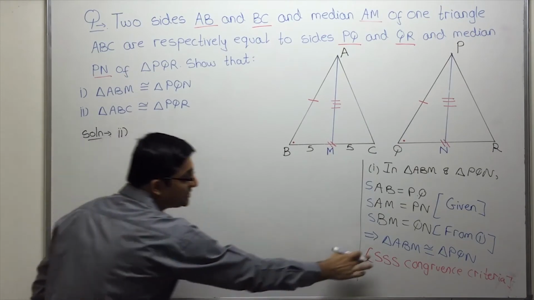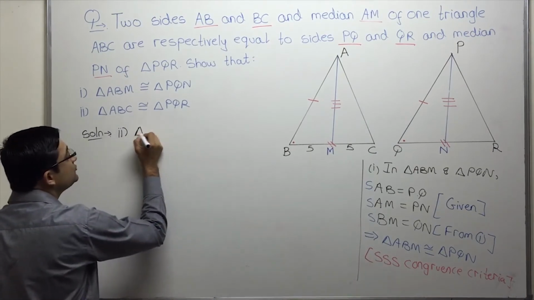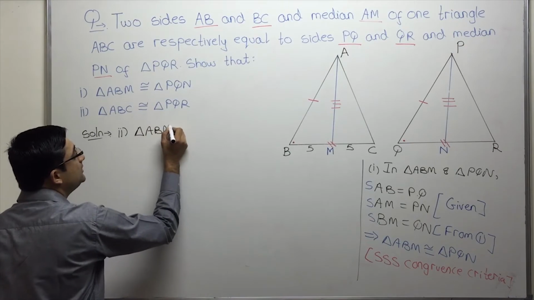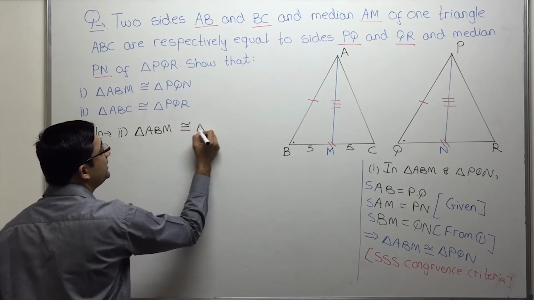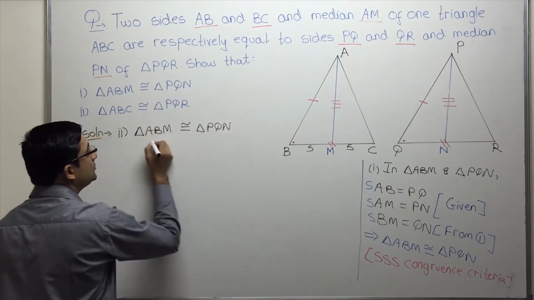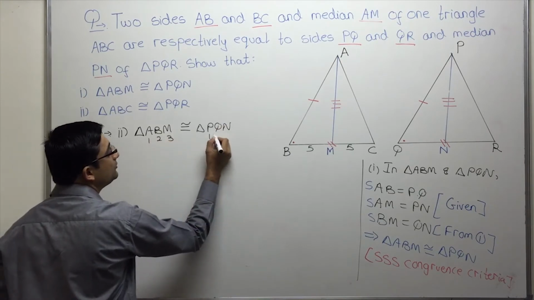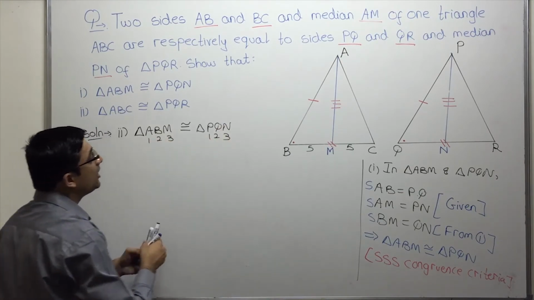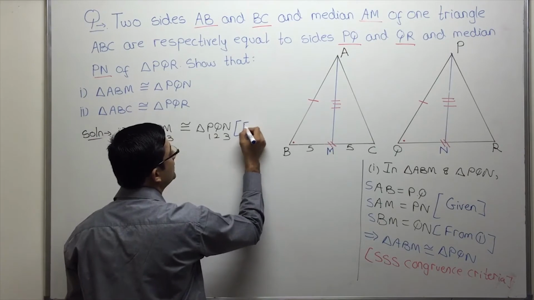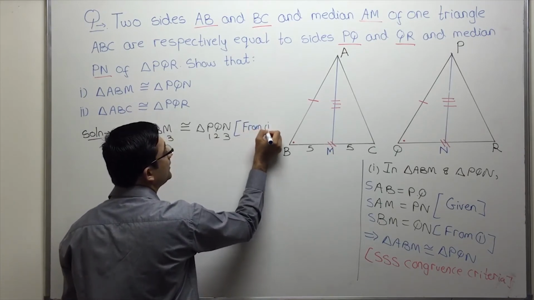So copy this statement once again. We have triangle ABM is congruent to triangle PQN. Label this 1, 2, 3, 1, 2, 3, and you can mention in bracket how we got this: from part 1.